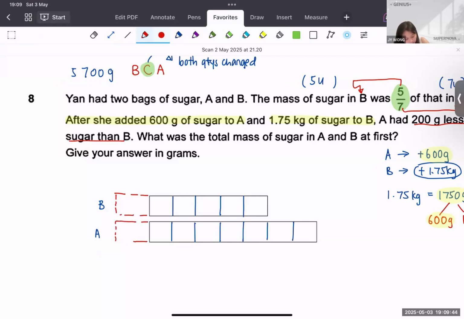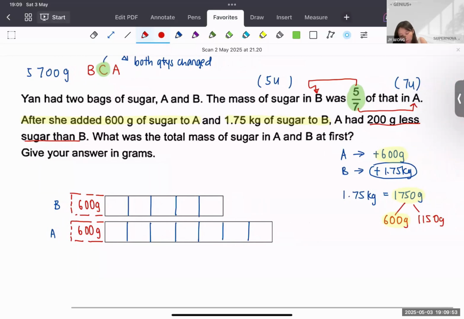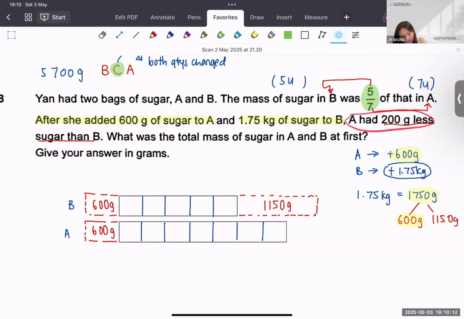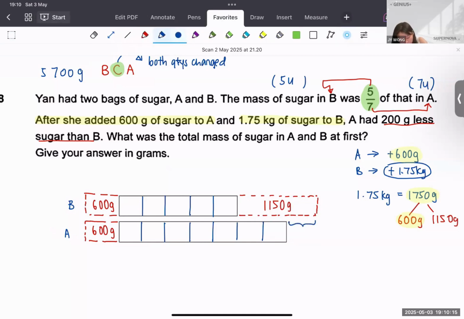So what I'm trying to do here is make A and B increase the same amount first. This is an application question. You see that this is 600. But because B increased by 1,750, I need to add the extra 1,150 on the other end. So this will be your 1150 gram. And look at the question. They did say that A had less in the end, right? So where's the 200? This is the 200 gram that A had less.